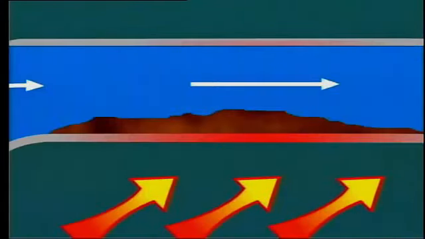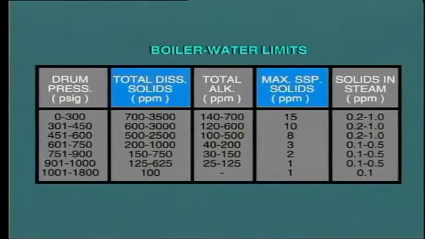Where boiler water contains a high concentration of solids, you should expect frequent tube failures with the resultant need to take the boiler out of service for repairs. In order to prevent this problem as far as possible, limits are established on the allowable concentration of solids that may be contained in the boiler water. This table indicates limits for both dissolved solids and suspended solids.